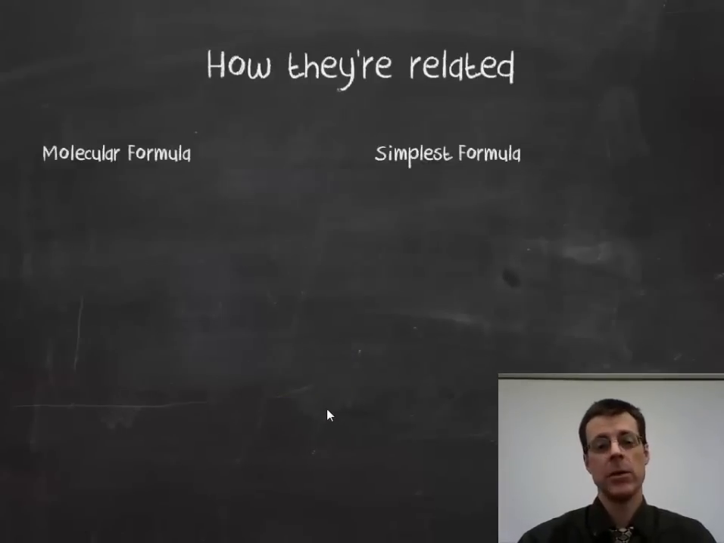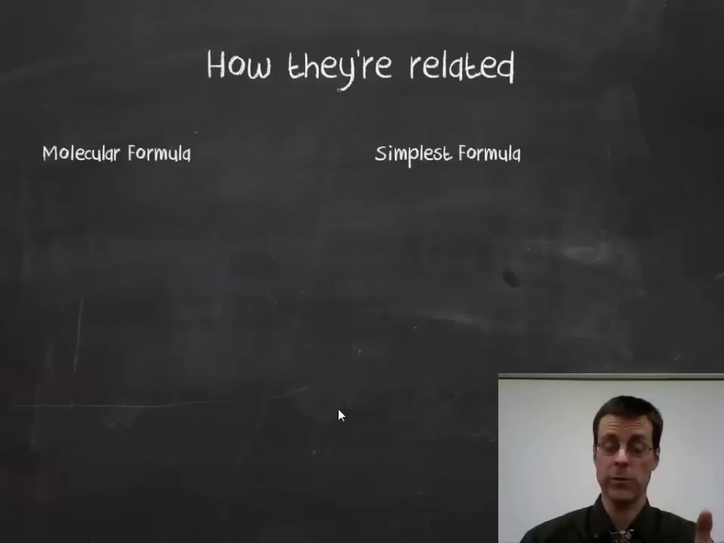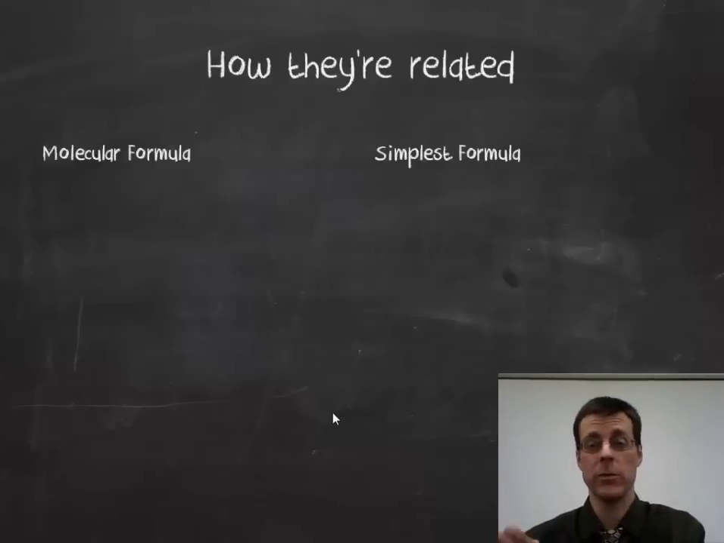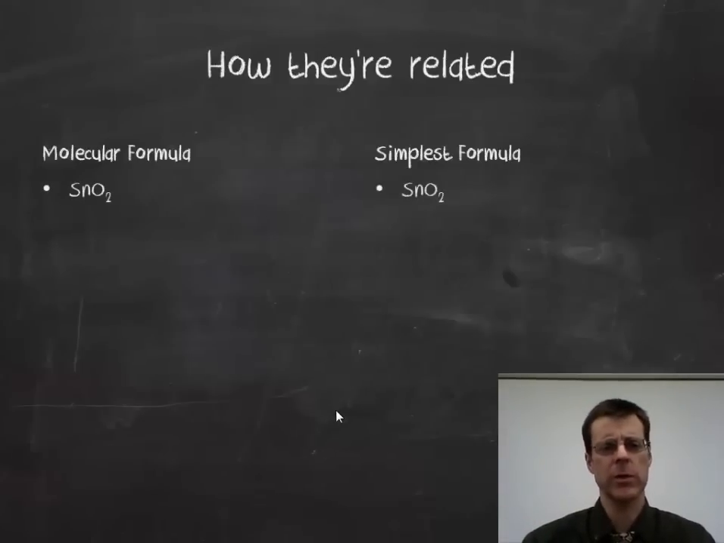To give you a look at how they're related, and you don't need to write this down, I know some of you take really awesome notes, but just to give you several examples to compare real formula to simplest formula, the mathematical lowest ratio. So we have this one here, tin(IV) oxide. Well, that is the simplest formula, which should make sense because in nomenclature, when we were doing metal, non-metal compounds, it was always crossover and reduce. So we were always writing the reduced formula.